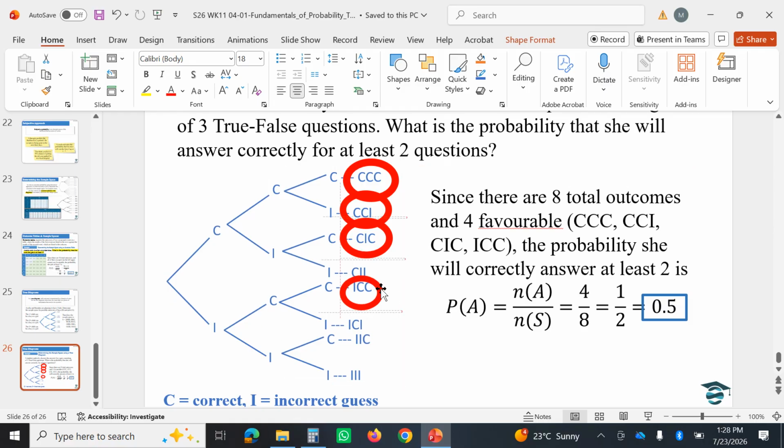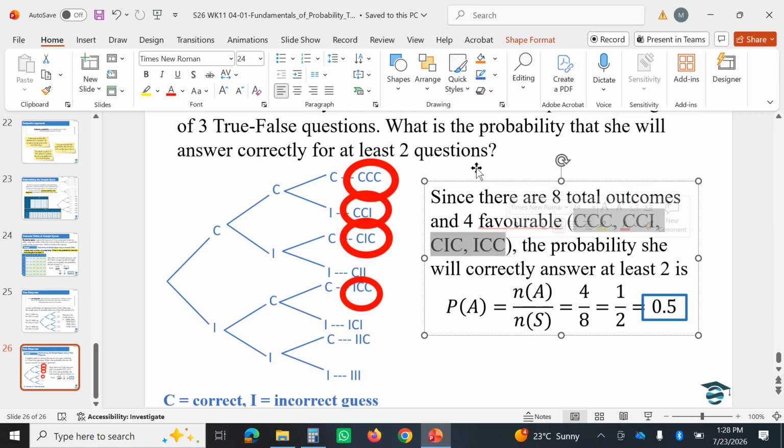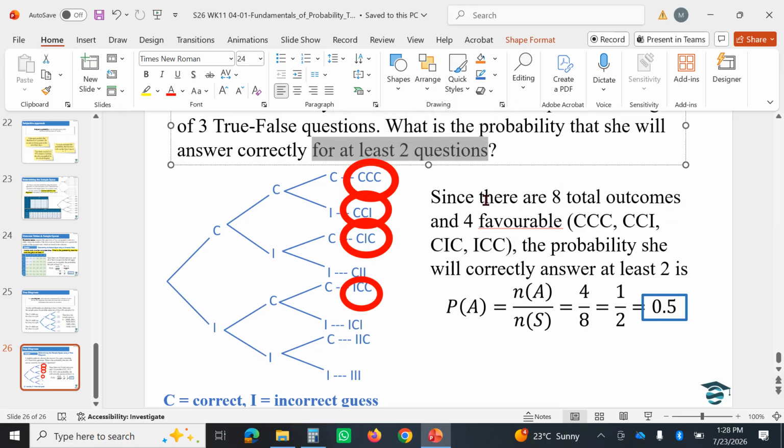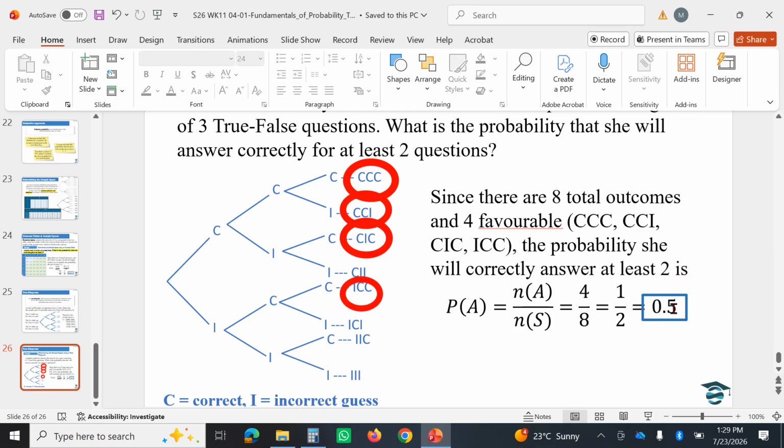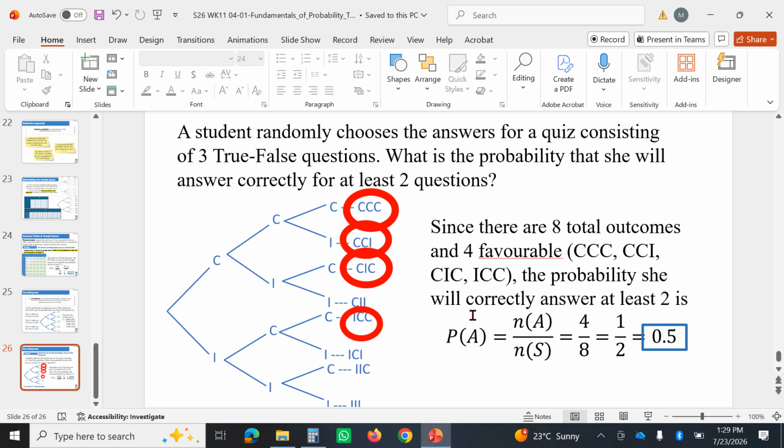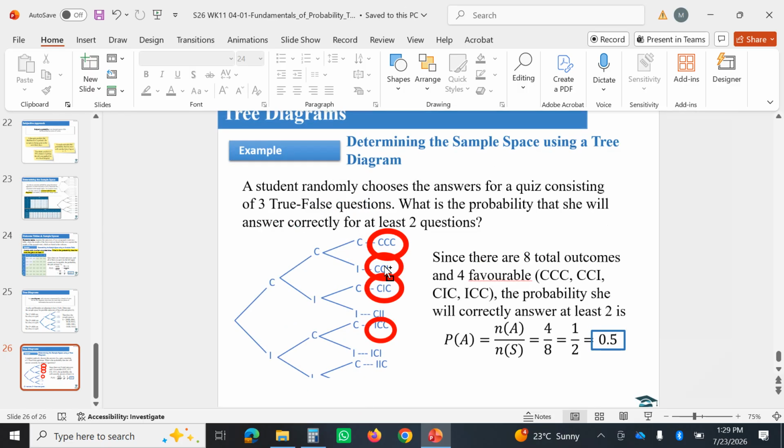Sorry, my horrible animation. Again, correct, correct, incorrect. So that one has 2 correct answers. This one has 3 correct answers, which still falls into that same category. So there are 4 possible outcomes where she will get at least 2 answers correct. There are 8 in my sample space, so 4 divided by 8. So there's a 50% chance that this student will get at least 2 of those questions correct. Okay, 2 out of 3. All right, so that's what we've got going on there.